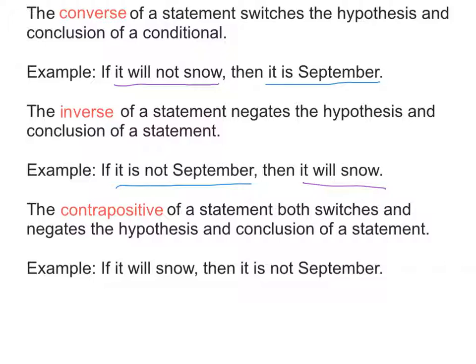And then finally, the contrapositive. The contrapositive does both of what the converse and inverse did. It switches and negates the hypothesis and conclusion. So my original being if it is September, then it will not snow. Well, notice that the opposite, it is not September, is my conclusion. And the original hypothesis, it will not snow. Well, we have the opposite of it will snow, and that's the hypothesis.